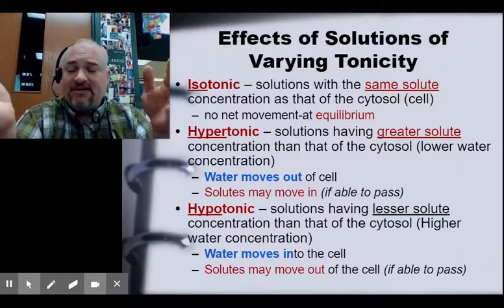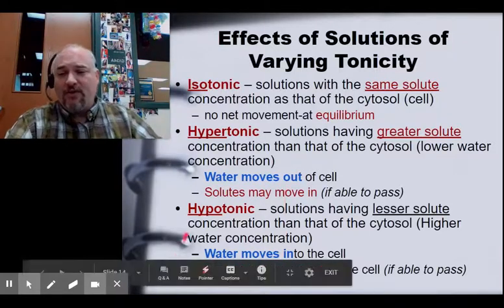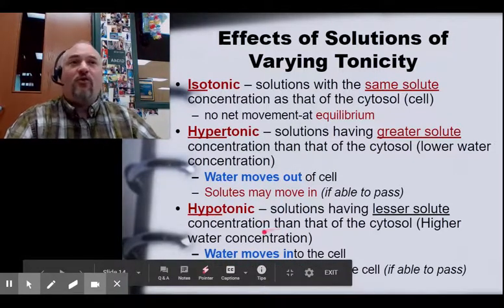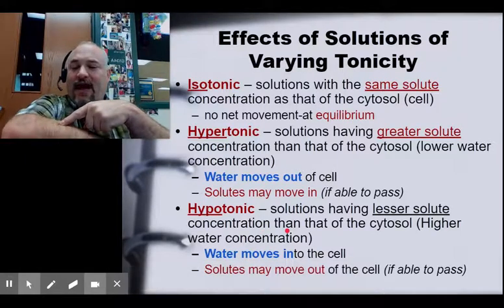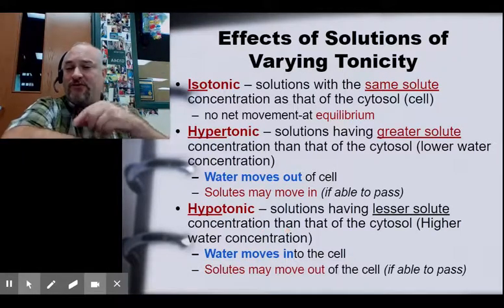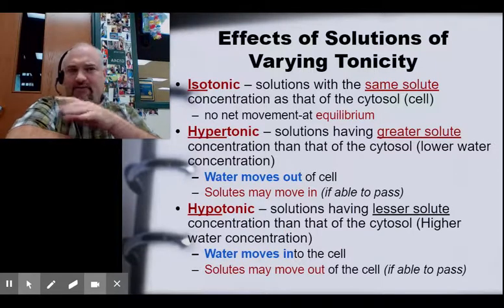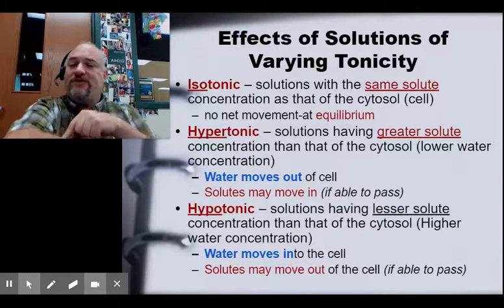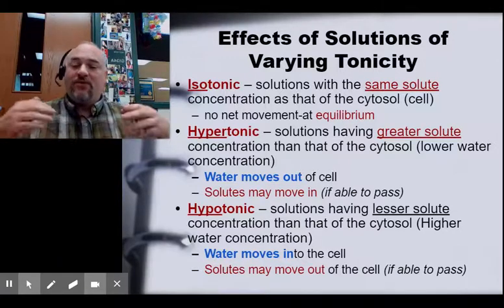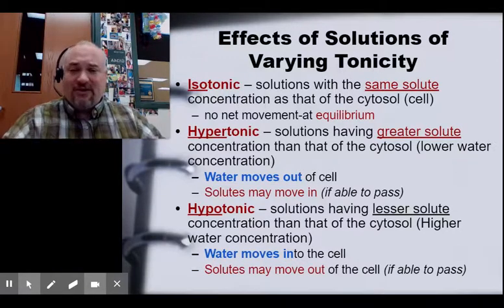And the last of the three possible situations is hypotonic. Hypo means low or beneath. Think of a hypodermic needle when you get a shot. Hypodermic means below the dermis or below the skin, that second layer of skin. We'll get into that when we get into the integumentary system. But it's a needle that's meant to go below the skin. So hypo means below. So hypotonic means less solute.